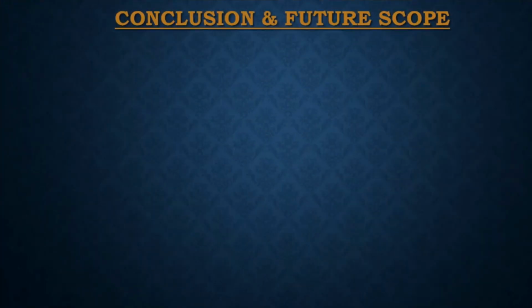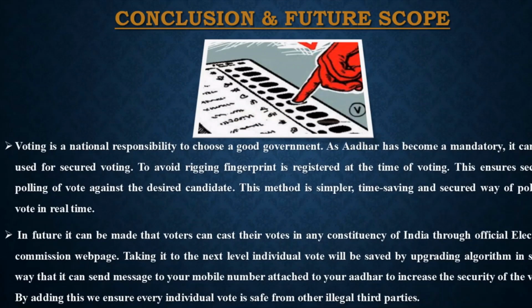Coming towards the conclusion and future scope. Voting is a national responsibility to choose a good government. As Aadhar has become mandatory, it can be used for secured voting. To avoid rigging, fingerprint is registered at the time of voting. This ensures the secure tunnel of vote against the desired candidate. This method is a simpler, time-saving and secured way of polling vote in real time, which means that the fingerprint while giving the vote and the fingerprint in the Aadhar card registered both will match, then only the voting can be further proceeded.